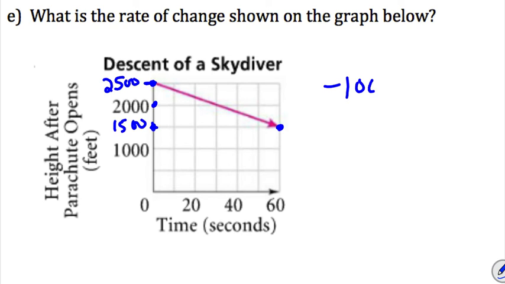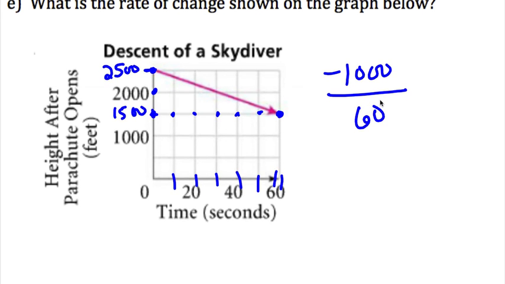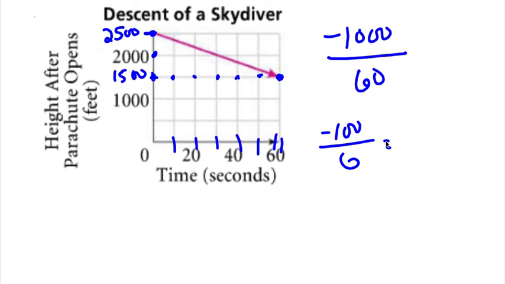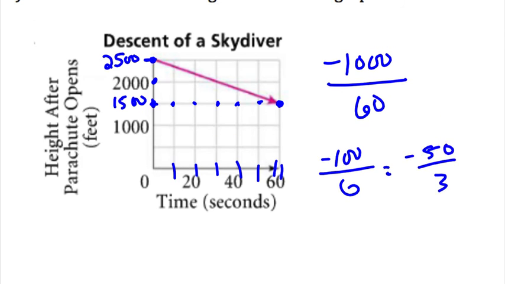So down 1,000 feet divided by, let's look at the run. So we have 1, 2, 3, 4, 5, 6. But again, we don't want to divide by 6 because each of these represents 10 seconds. So it's 10, 20, 30, 40, 50, 60. Oops, sorry, I missed my mark there. So this is going to be to the right 60. Okay, so we have -1,000 over 60. Reduce that again. We can divide each of those by 20 and have -50 divided by 3.